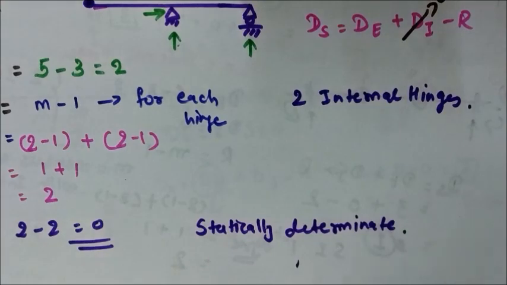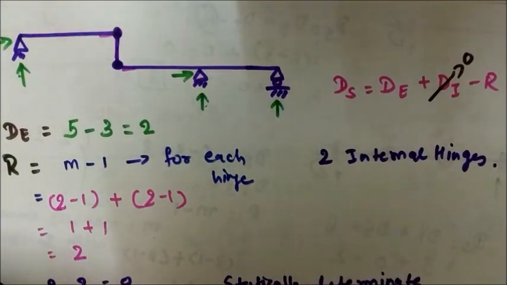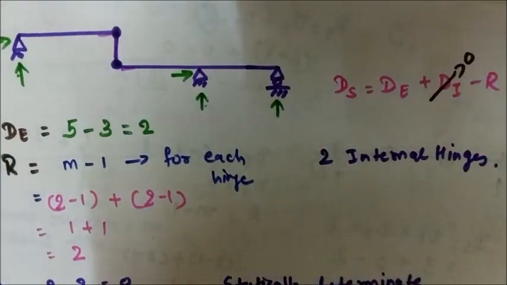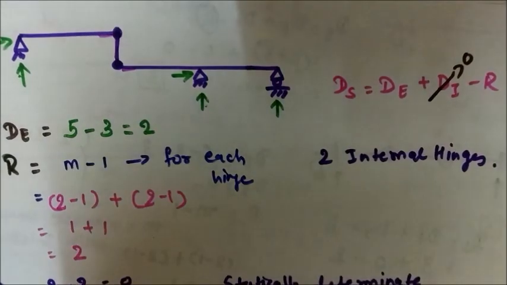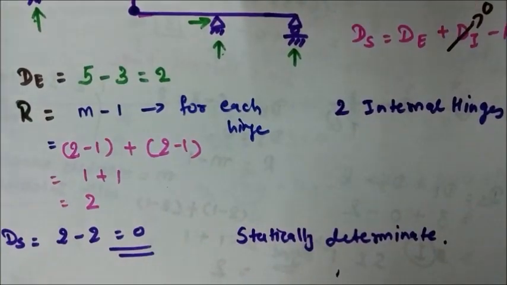Okay, so I think these examples are enough to understand the static indeterminacy of beams. Okay, now we'll see frames and trusses next time. Thank you.